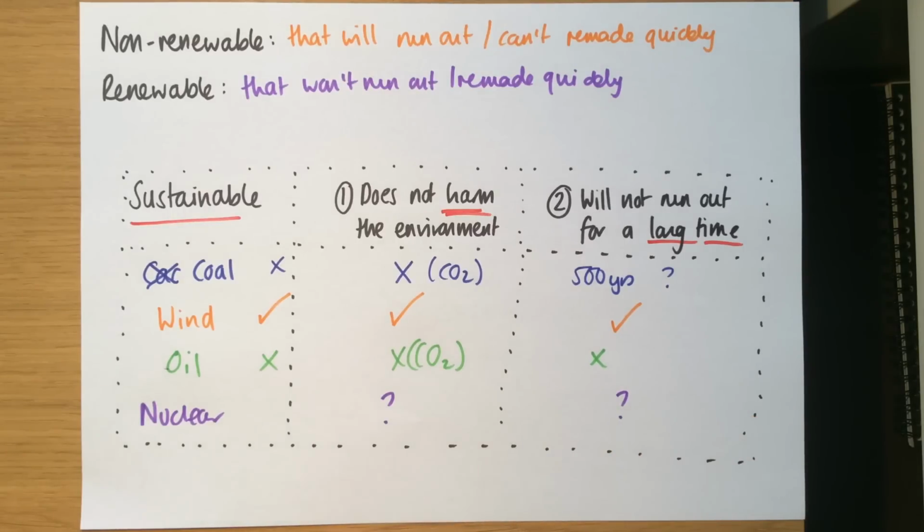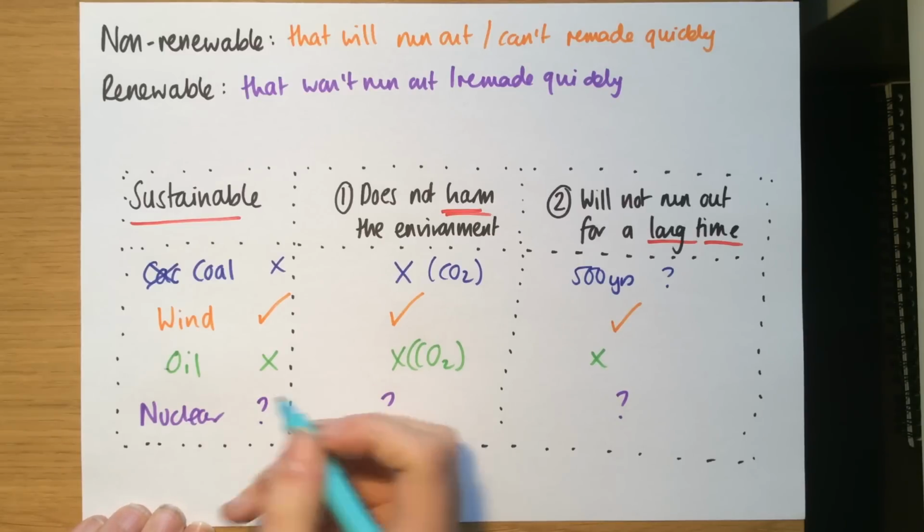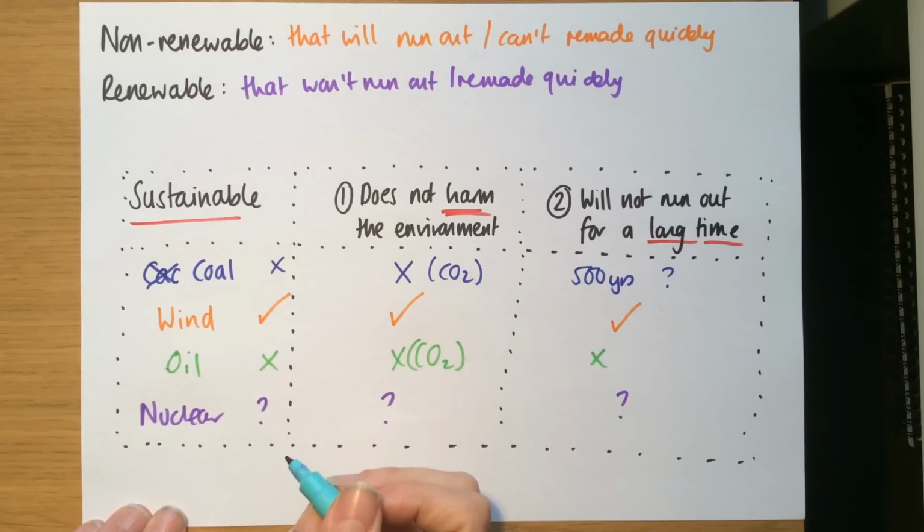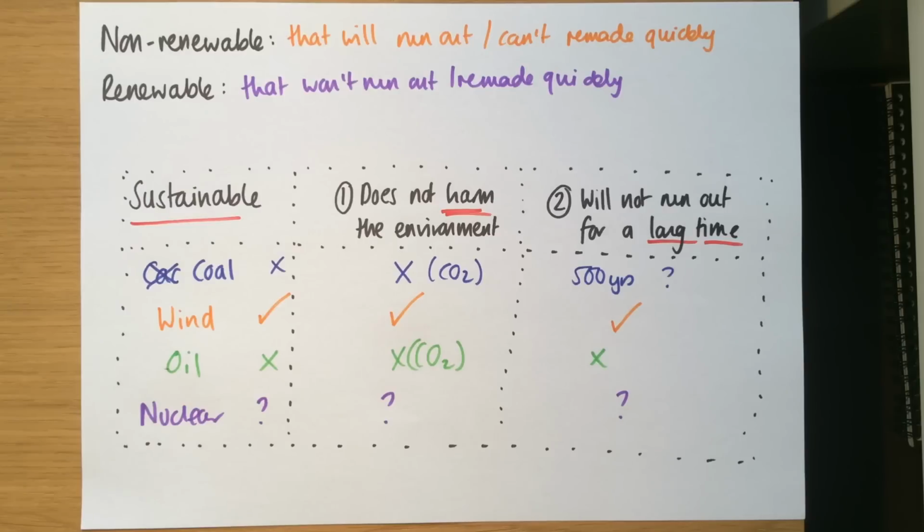So personally, I'd say that nuclear power is quite sustainable. I think it's a good solution that we have for the energy crisis, but not everyone does. So I'm going to put it as a question mark. We can't say definitively whether nuclear power is sustainable or not. It's more a matter of opinion.